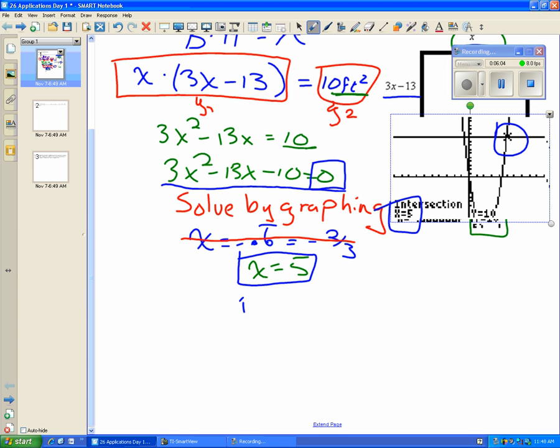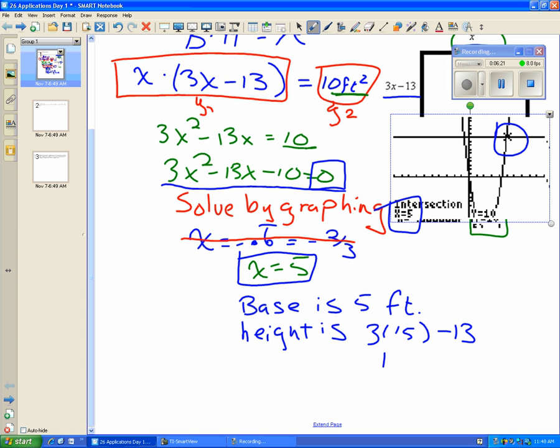So my base is 5 feet, and my height is 3 times 5 minus 13, which is 15 minus 13, which is 2 feet. So my dimensions are 5 feet by 2 feet, which multiplies to be 10 square feet. And I get that by plugging in x equals 5.